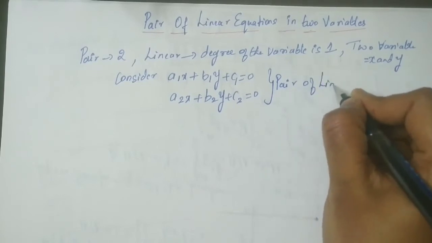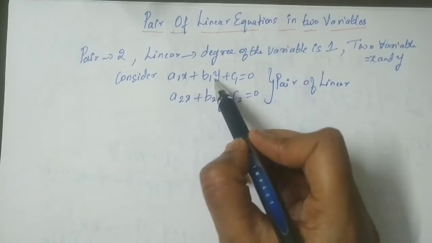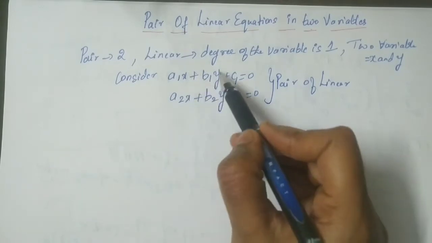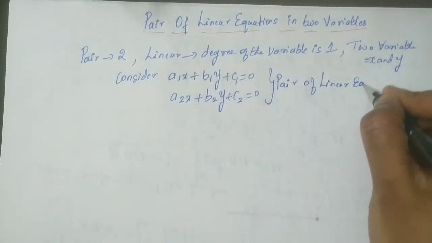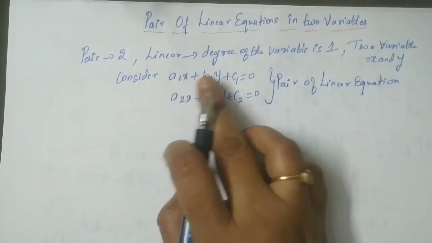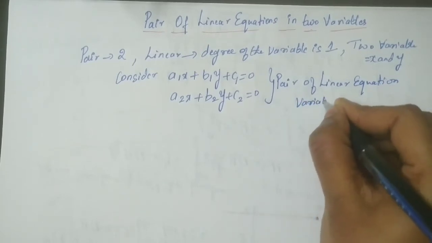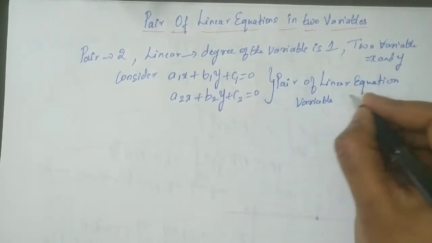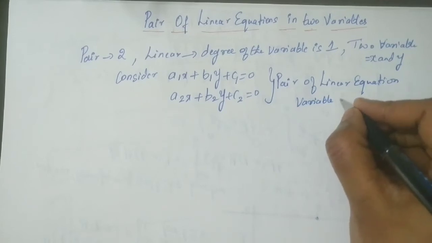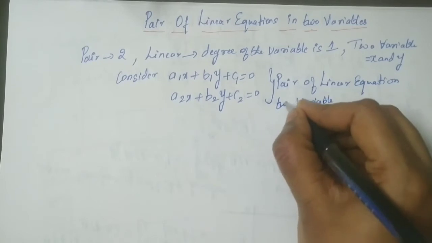Why we say linear? The power of x and y are 1. If power of x and y are more than 1, then we will not mention it as linear. Linear means the degree of the variable should be 1. And you can see both the equations have two variables only. The variables are x and y.